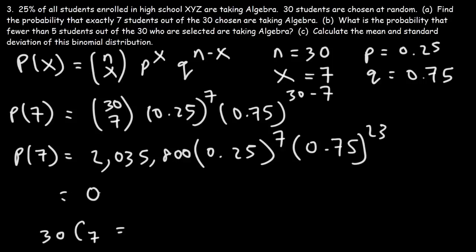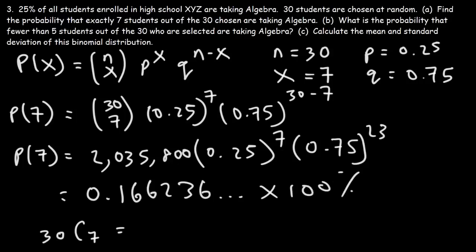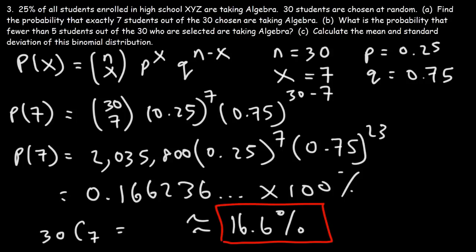So the answer is going to be 0.166236. If we multiply that by 100%, the answer is approximately 16.6%. So that is the probability of selecting exactly 7 students out of 30 who are taking algebra and who are enrolled in this school.